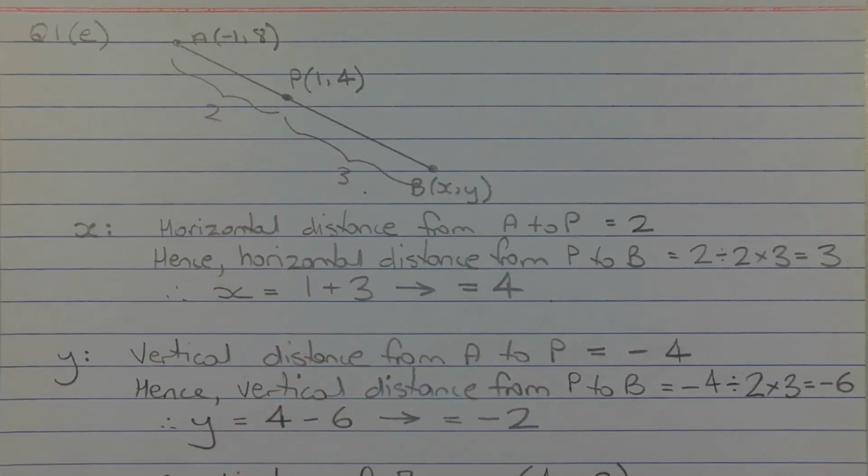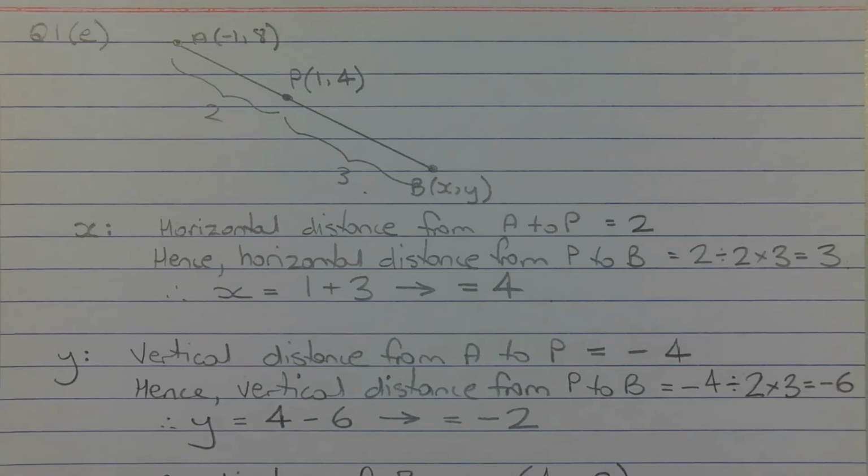Now to get the horizontal distance from point P to point B, we take the horizontal distance from A to P, which is 2. We divide that by 2 and then multiply it by 3 to apply the ratio, and we get 3. So to get the x coordinate of point B, we take this value, the distance from P to B in the horizontal dimension, and add it to the x coordinate of point P, which is 1, so 1 plus 3 is equal to 4.